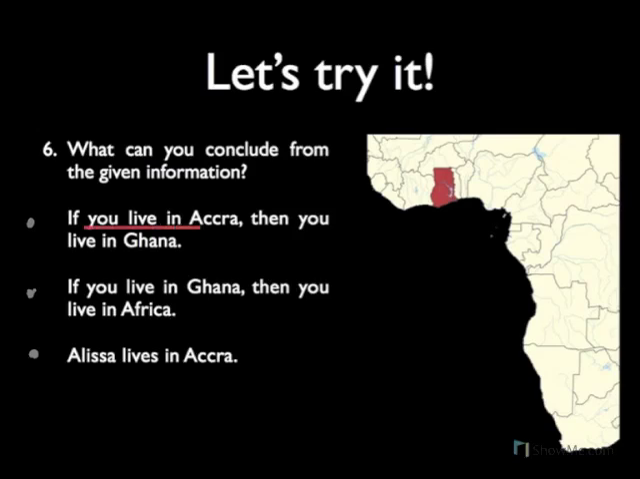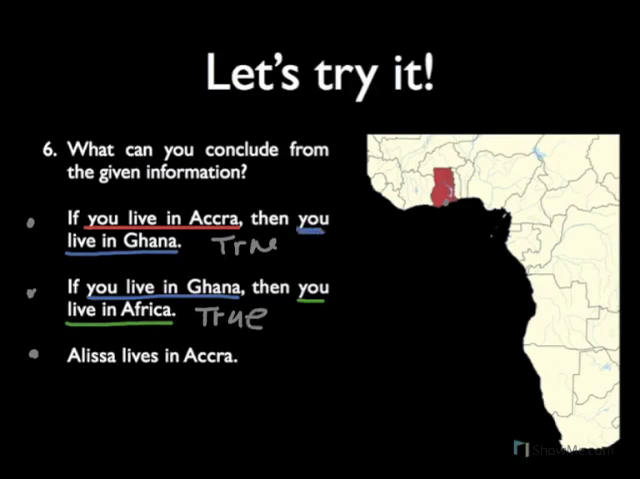If you live in Accra, then you live in Ghana. And just for reference here, Ghana is a country in Africa. Accra is its capital and largest city, and it sits about halfway along the southern coast there. Accra is indeed in Ghana. This is a true statement. Our second conditional. If you live in Ghana, then you live in Africa. And indeed, Ghana is in Africa. So this is also a true statement.